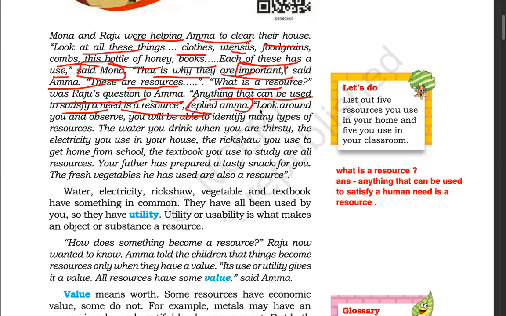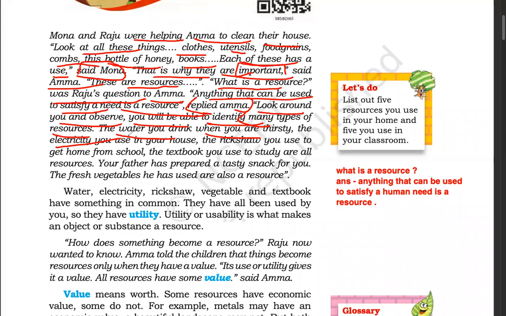Look around you and observe. You will be able to identify many types of resources. The water you drink when you are thirsty is satisfying our need, right? If we are thirsty, we drink water, and when we are hungry we eat food, which is satisfying our human need.